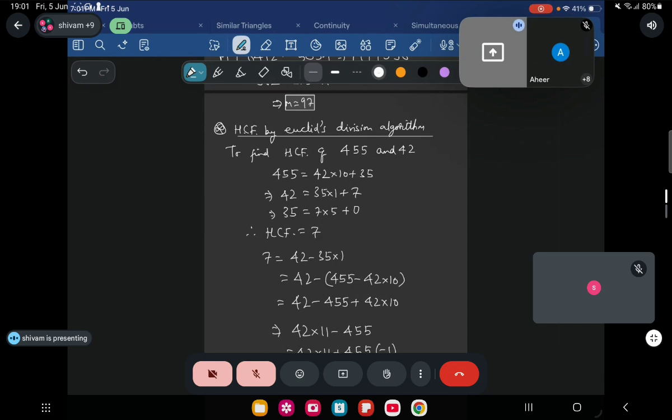We are keeping the 7 because you are reducing using 7. 42 is going here, 35 is going there. 7 is coming from division: 42 divided by 35, the remainder is 7. Understood?